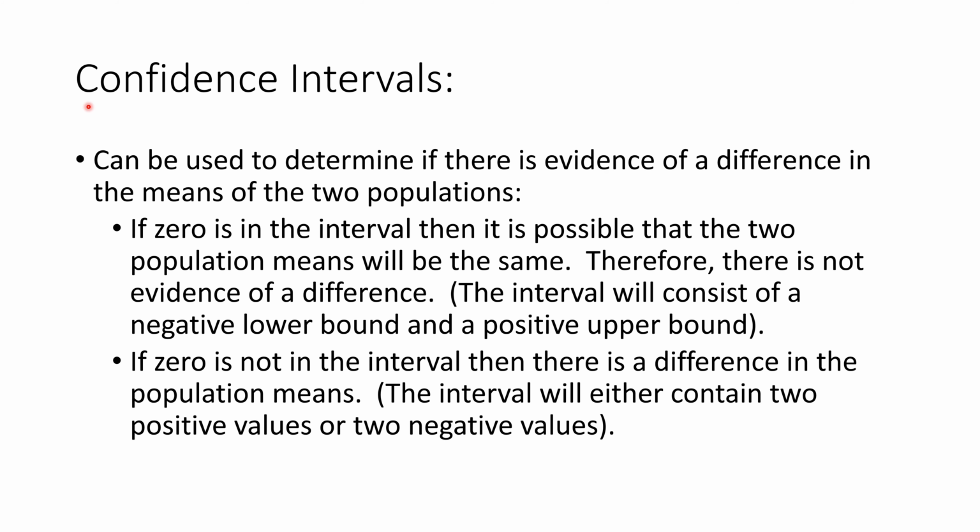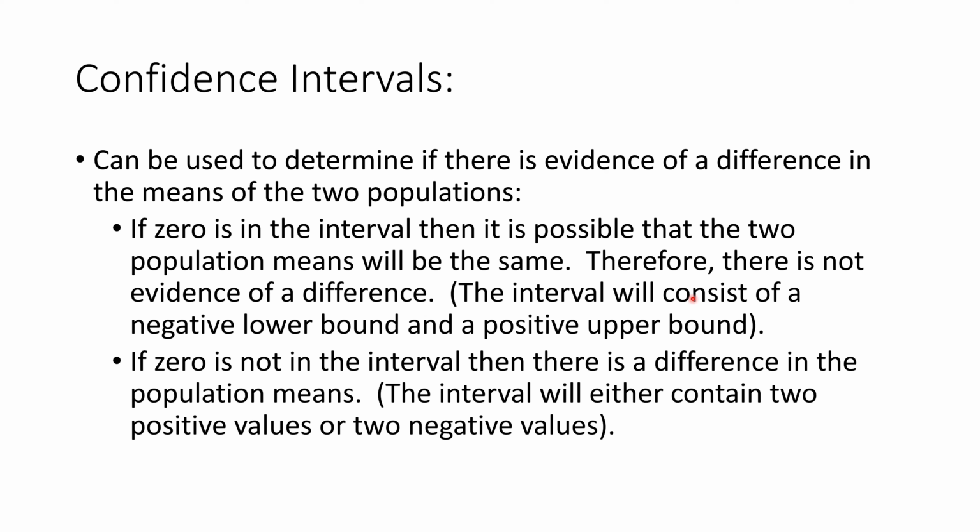Another statistical method we should learn is how to use confidence intervals to estimate the population mean difference. The confidence interval can be used to determine whether there is evidence of a difference in the means of the two populations. If 0 is in the interval, then it is possible that the two population means are the same. Therefore, there is not evidence of a difference.